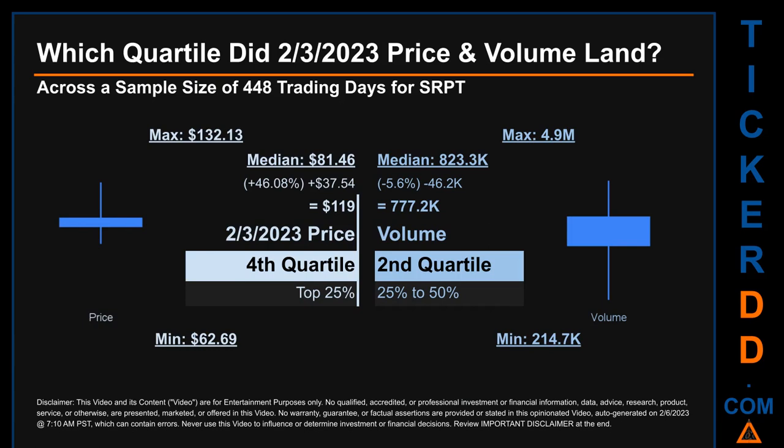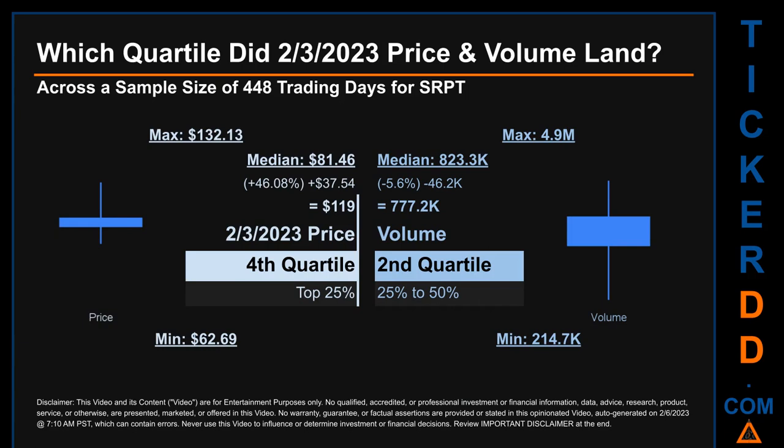Which quartile did the 3rd of February 2023 price and volume land? Across a sample size of 448 trading days, the maximum end-of-day price for SRPT was $132.13 while the minimum was $62.69. Within that price range, the 3rd of February 2023 price, of $119, landed within the 4th quartile, meaning that it was within the top 25% of all sampled end-of-day prices.